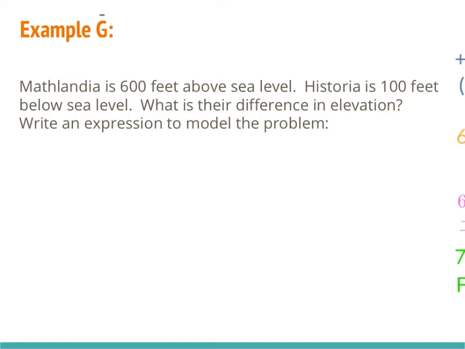Here we are at example G. Mathlandia is 600 feet above sea level. Historia is 100 feet below sea level. What is their difference in elevation? Write an expression to model the problem.